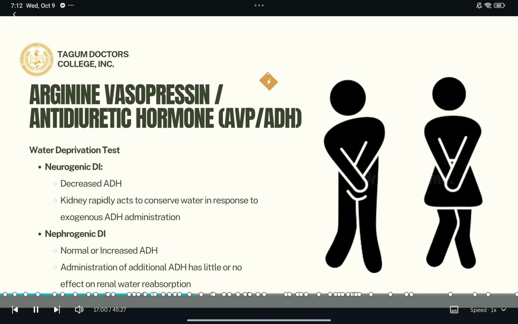So, walay problema sa ato ang kidney. However, the hypothalamus or the posterior pituitary gland could be the problem because of the decreased ADH. If it's nephrogenic, there's nothing wrong with the gland that secretes the ADH, so it could cause a normal or increased ADH if you're deprived of water. And the administration of additional ADH has little or no effect on renal water absorption because if nephrogenic ang DI, na ay problem ang reabsorption sa kidney. Ang function ana sa kidney ang problema.